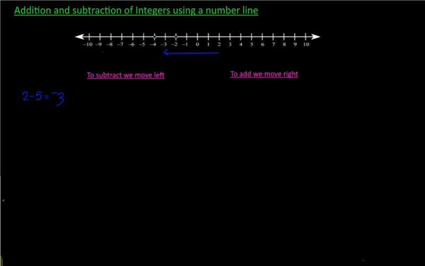Now let's check another question. Minus 3 plus 4. Same thing we have to do here. We have to find minus 3 on the number line and it is plus 4 here, so we have to move right. So minus 3 here, and we move 4 places right, so our answer is 1.